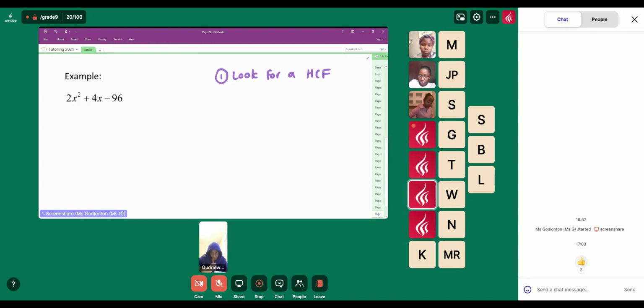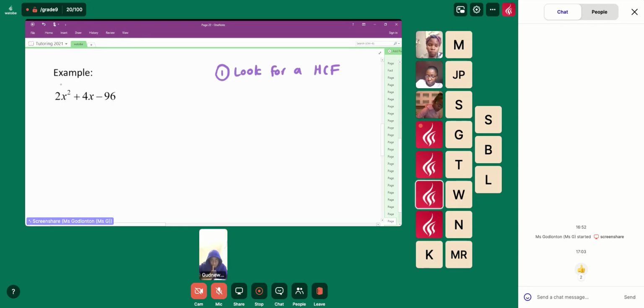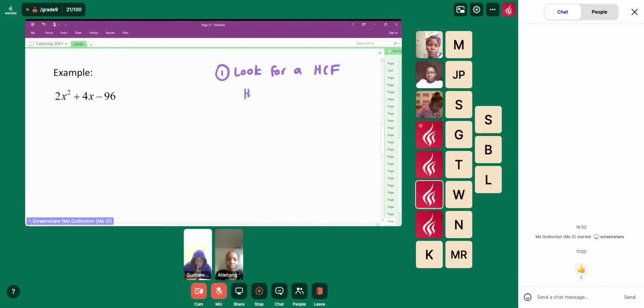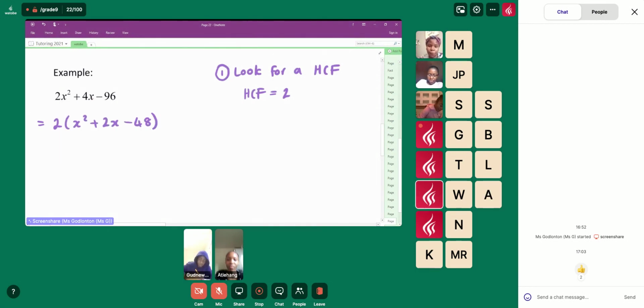So if we're looking at this question, I'm saying, is there a number that can go into this term, and this term? And all of these are even numbers. So I can see that 2 can go into everything. So I've got a highest common factor of 2. So I can take 2 out, and then I would be left with that.